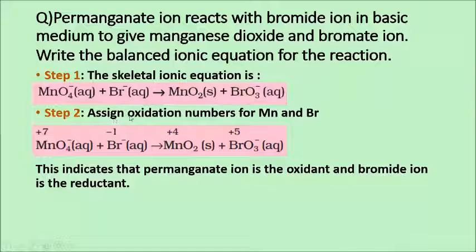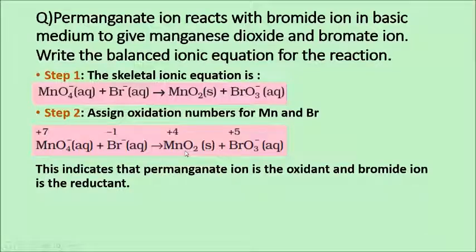The second step is to assign the oxidation number for manganese and bromine. Right? Oxygen is -2. So we will get what? MnO4 minus. What is the oxidation state of Mn? When you put X, you will get what? X plus 4 into -2 is equal to -1. You will get the oxidation state of manganese as +7. And bromide ion is -1 here. That means it is -1.